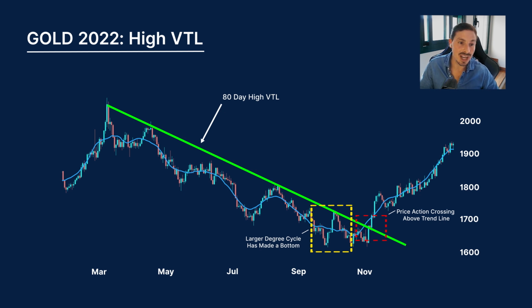Or in reverse, you could buy the market when a high VTL is crossed, and then you can sell it when the low VTL is crossed. That simple strategy is a perfectly valid trading strategy, which I have employed myself. So VTLs are super powerful. I strongly encourage you to become familiar with how they're drawn and what the implications are.